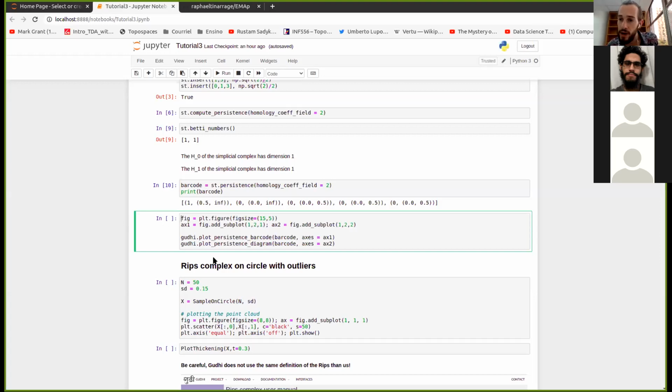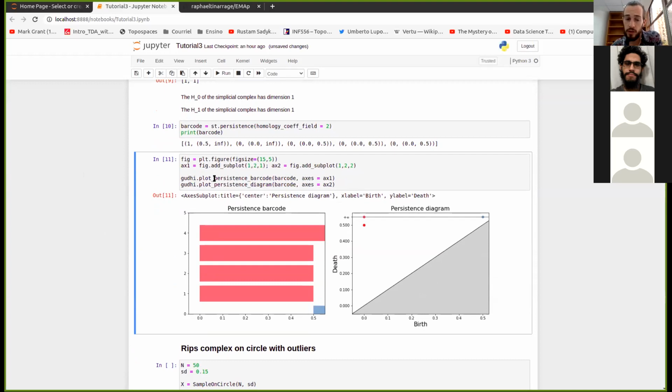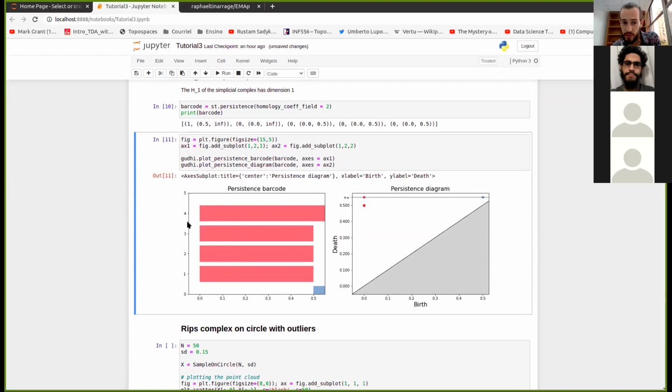Meanwhile, here is a cell where I show you how to plot the barcodes. With Gudhi, you can either ask for the barcode representation or the diagram representation. On the left is the barcode. You can see in red H0, and in blue H1. You have four red bars, and they correspond to these intervals. Three of them die at 0.5, and one of them is infinite. And you also have this one in H1, that starts at 0.5 and dies at infinity.